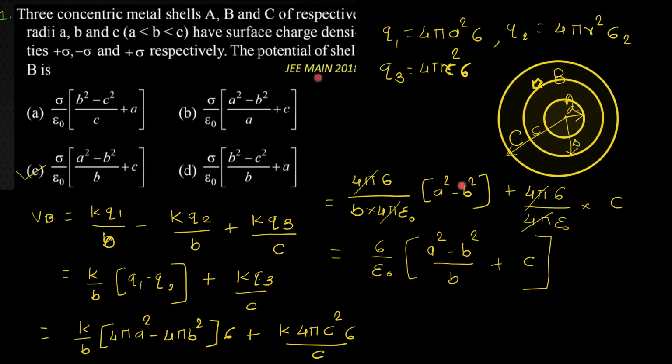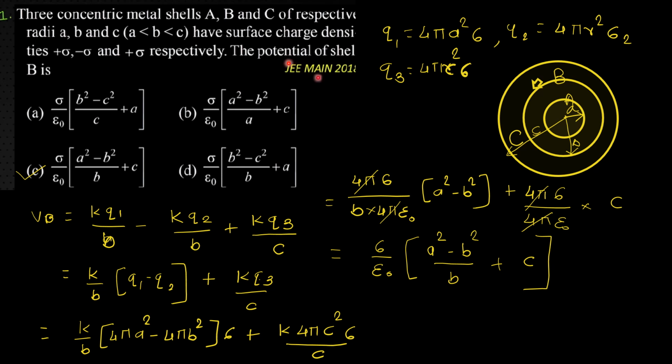Here is one numerical. Three concentric metal shells A, B, C of respective radii a, b, c. So a is less than b, b is less than c. A is the innermost spherical shell, B is in between A and C, having surface charge densities plus sigma, minus sigma, plus sigma respectively. That means for sphere 1 and sphere 3 it is plus sigma, and sphere 2 has the same magnitude but opposite sign.